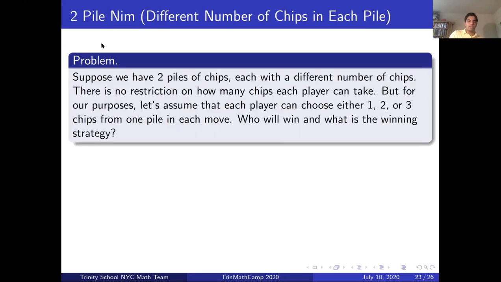So let's move on to this next problem. We're talking about 2-pile Nim again. So suppose we have 2 piles of chips again, but this time let's suppose there's a different number of chips. And we suppose there's no restriction. We can say that there's no restriction on how many chips each player can take. But for our purposes, let's assume that each player can choose either 1, 2, or 3 chips from one pile in each move. Who will win and what is the winning strategy?